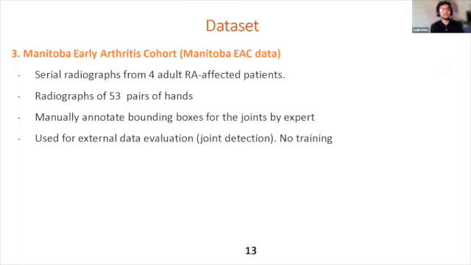The third data set that I'm going to talk about is the Manitoba early arthritis cohort data, which contains serial radiographs from 4 adult RA-affected patients. There were radiographs of 53 pairs of hands, and each of them was manually annotated with bounding boxes for the joints by a clinician working with us. This was used for external data evaluation only, and no training was done on this data.